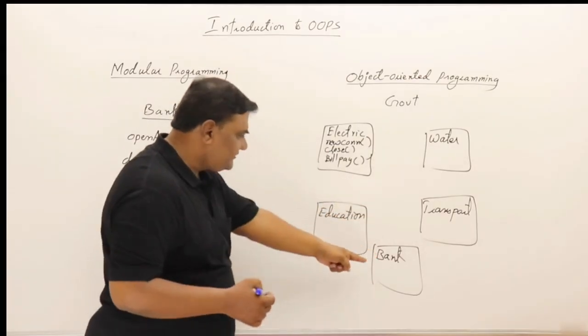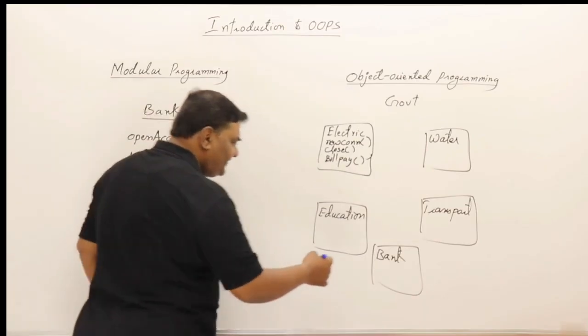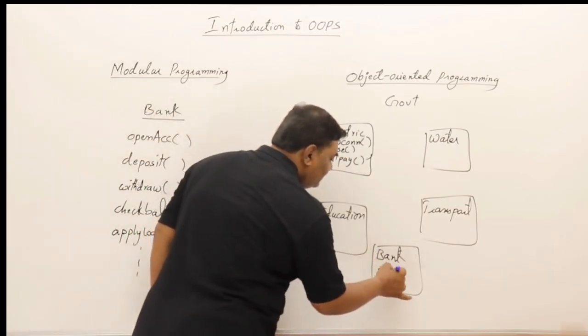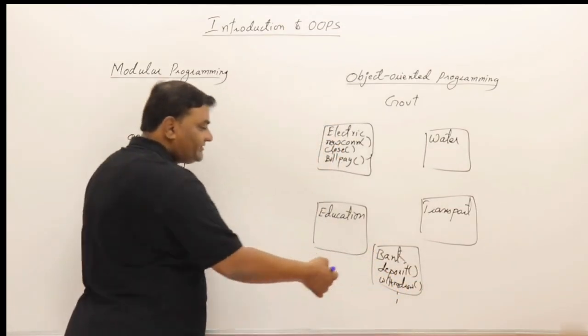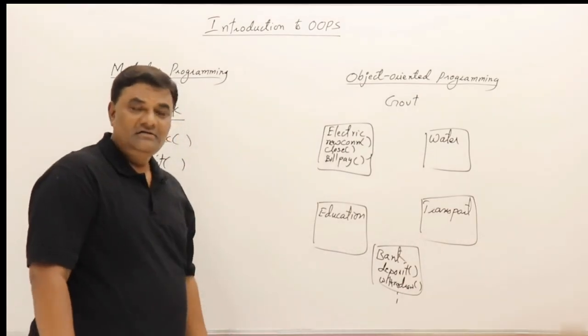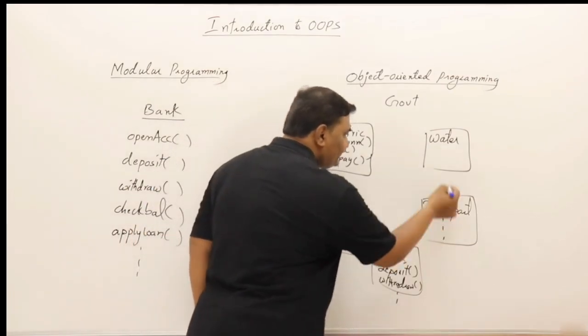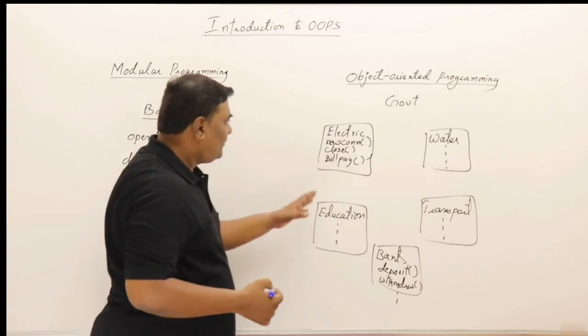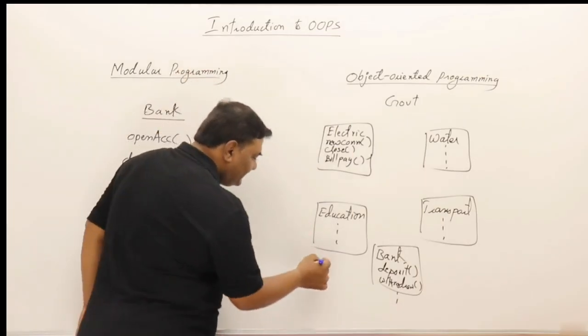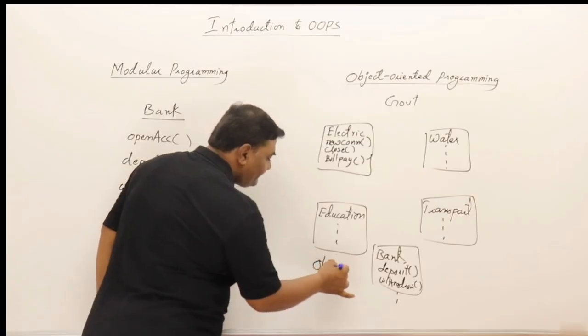In the same way, the bank is also there, so the same functions: deposit and withdraw, all those things. So these things come as functions of the bank. So now what is this? For these also you may be having some functions. So what do you call these? These we call objects now.